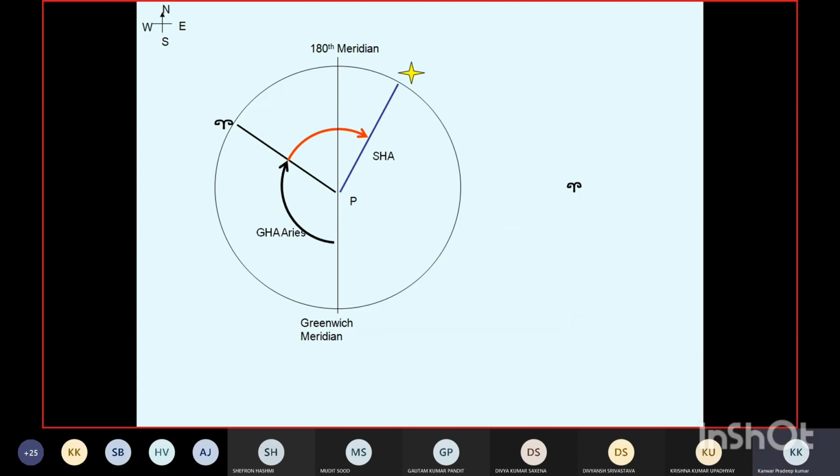Any doubt, anyone? So I have GHA Aries, I have SHA star. If I add the two, I have what? GHA star. Anyone has any doubt here? Please ask. Is this statement correct? GHA star is equal to GHA Aries plus SHA star. Yes, sir. GHA star is equal to GHA Aries plus SHA star. You can see the relationship now.